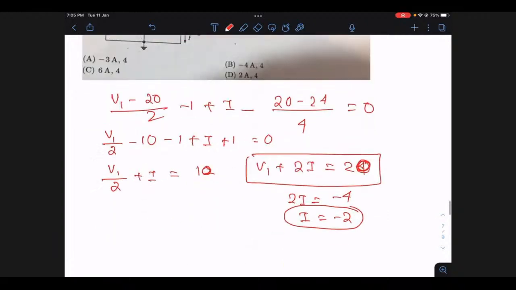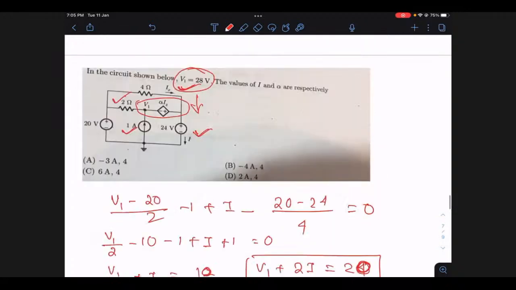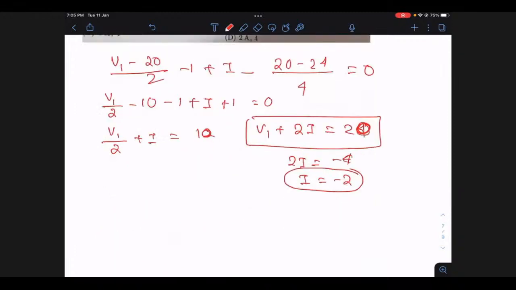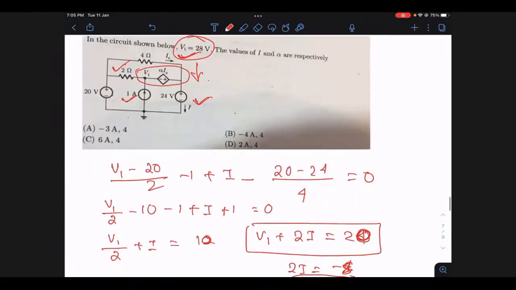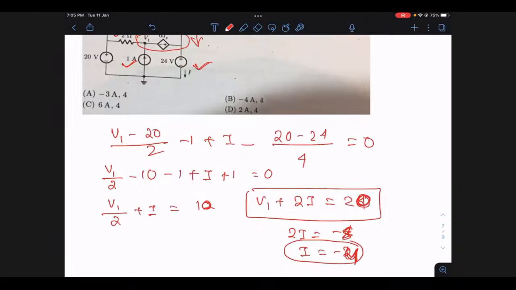If this is 20, 2I is equal to 20 minus V1. V1 is 28 now, so this is minus 8. If this is minus 8, then I is equal to minus 4. So that is a negative sign mistake I made. So I is equal to minus 4. So the answer in this case will be B.